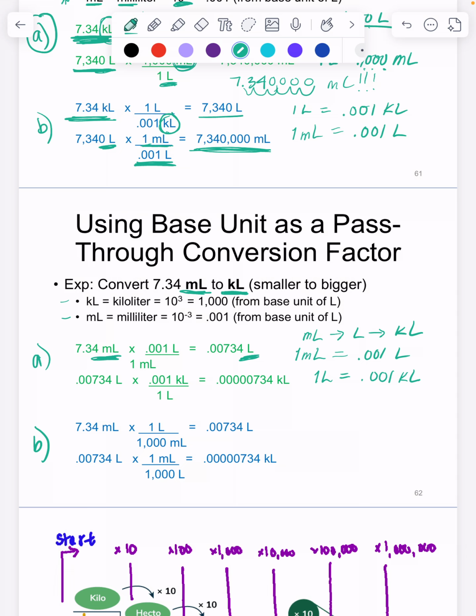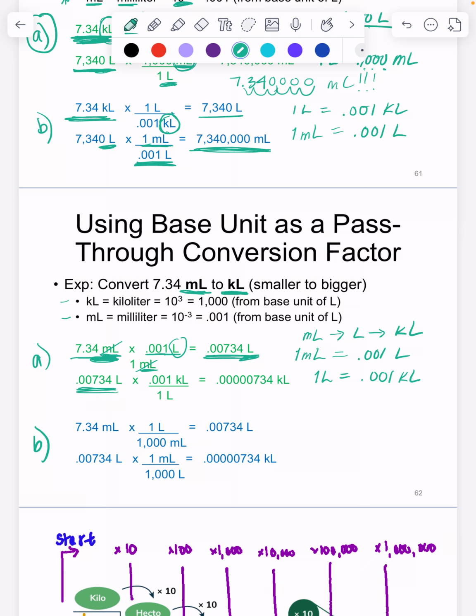So start here, right? We're back at the beginning. 7.34 milliliters times 0.001 liters per 1 milliliter. So now we have our units canceling. I'm ending with liters. And it gives me a smaller number than my original, which is what I wanted, right? Because we are moving left on the unit timeline. Bring this down, right? 0.00734 liters.